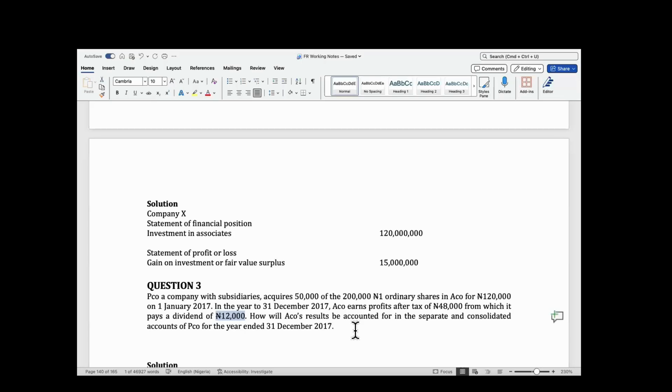Now, from what I've explained to you, even without me telling you, in the separate account, what the parent will recognize is just this 120,000 in its own separate statement of financial position. That's all, 120,000 at cost. Except if you are told that it usually measures it at fair value, then they will give you the fair value at the year end. But in this instance, at 31st December 2017, in the separate account, you will just put investment in associates, 120.